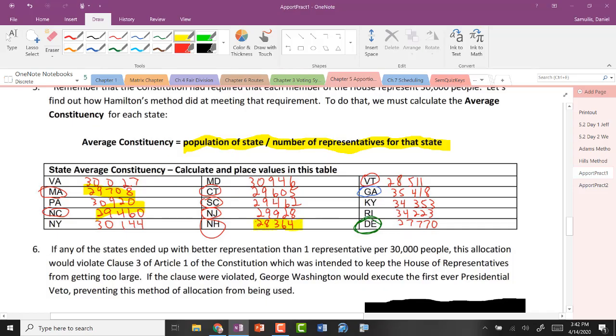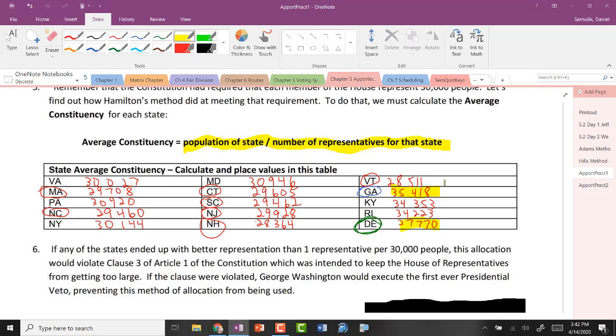And again, hopefully you understand why this is. There we go. That's the biggest, or actually the smallest amount of people, which means the best representation. Think about it. One representative represents 27,000 people, as opposed to Georgia, where one representative represents 35,418 people. That's bad. That's one representative representing more people's ideas, and then that one representative will vote on behalf of those 35,000 people. So that's a worse representation.